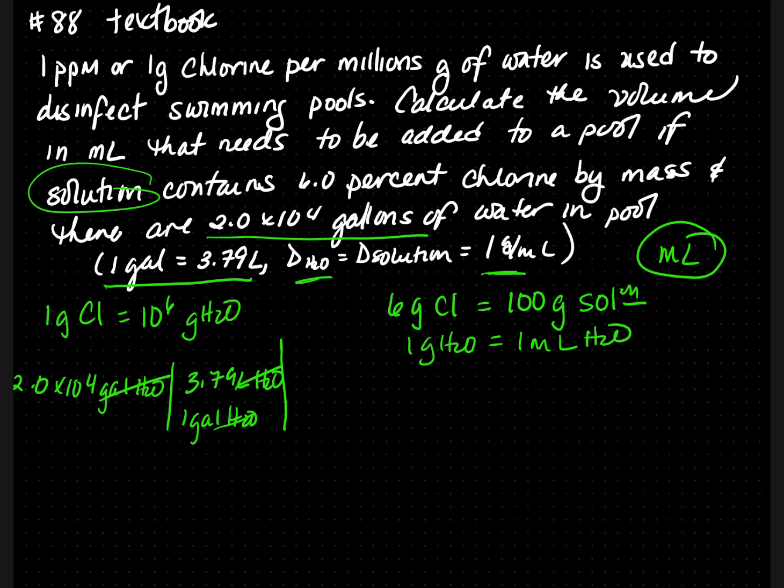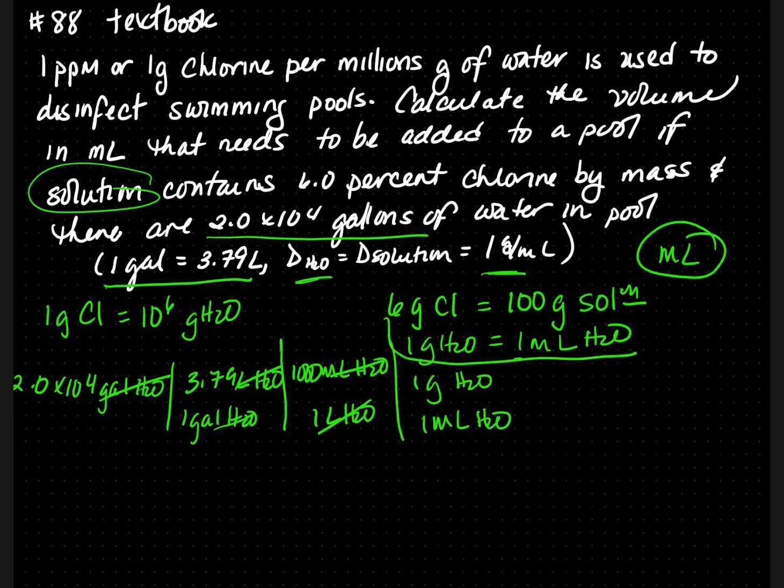To go to milliliters of water, I need to convert my liter into milliliter. Bigger prefix is the liter, that gets to 1. This is 1,000. The liters cancel out. Milliliters of water, milliliters of water. There's 1. This is 1 gram of H2O. I don't want grams of water, I want milliliters of solution.